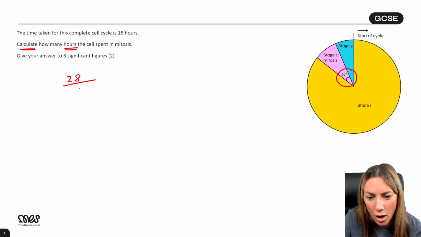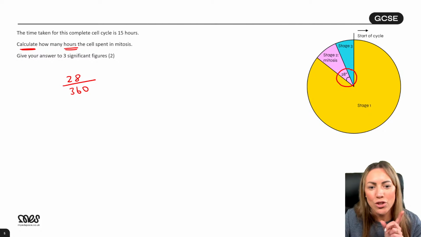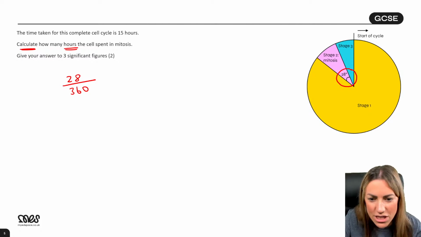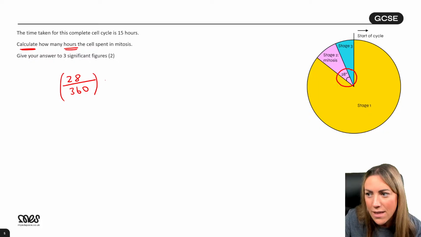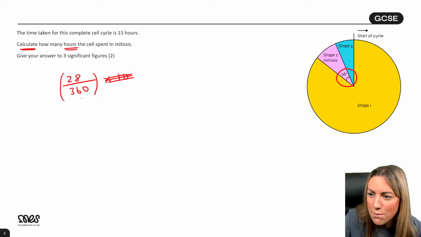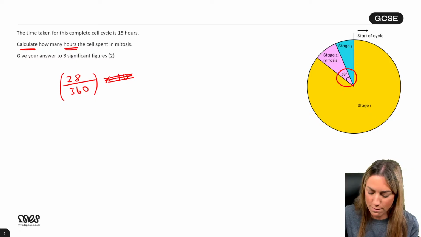Out of the whole pie chart, which is 360 degrees. Oliver, well done. So mitosis, the angle is 28 degrees out of the entire pie chart, which is 360 degrees. And then you can multiply that by, oh, you don't need to multiply it by 100, do you? I was going to work it out as a percentage, but you don't actually have to. Let me see what I get, see if I get the same as you. Remember, you're giving your answer to 3 significant figures.